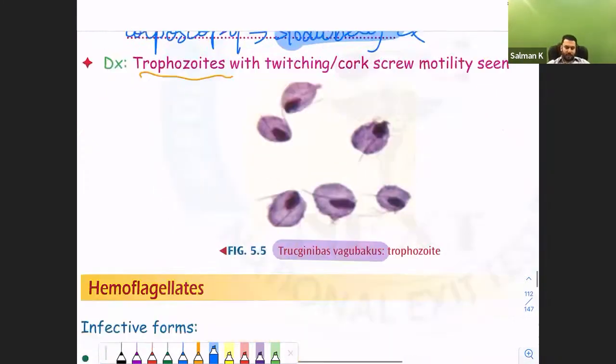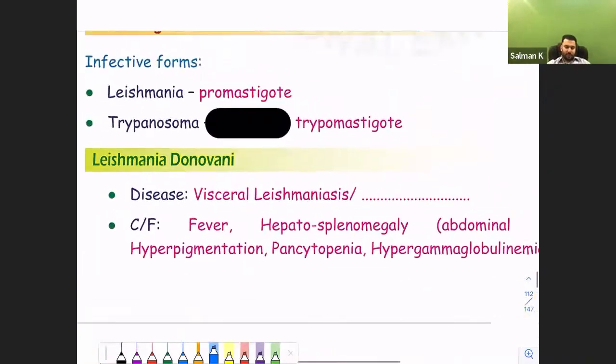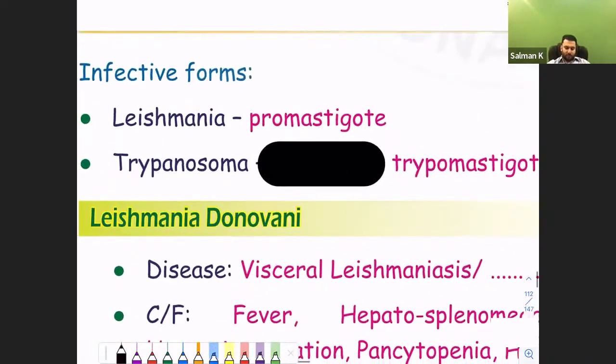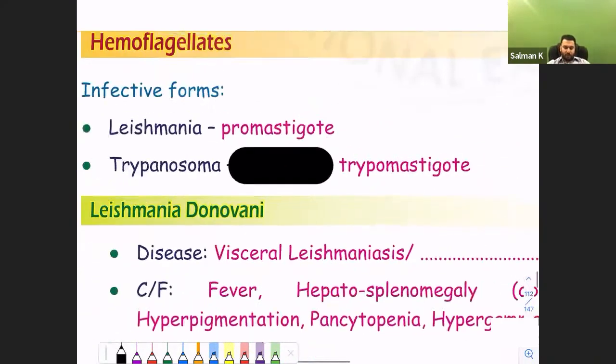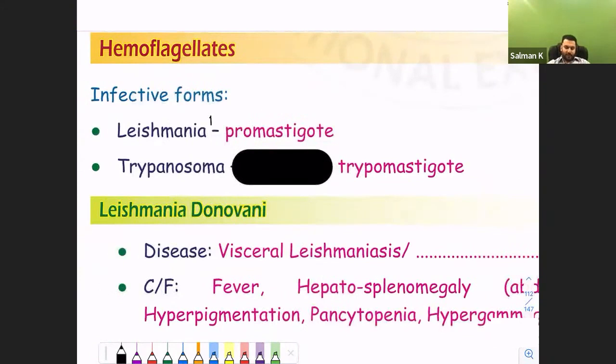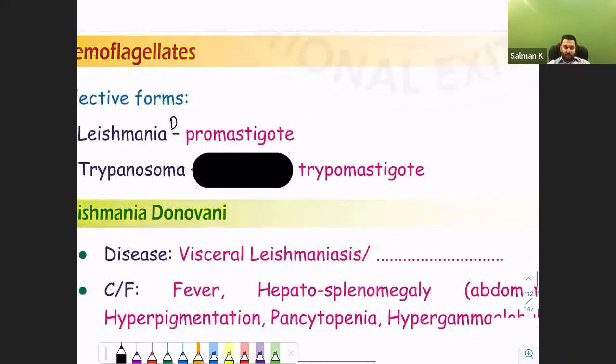Okay. Next, let's move from here. Just a quick overview. Leishmania and Trypanosoma. What you should know? If I say Leishmania donovani, when it comes into the human body, which stage is the infective stage? The answer is promastigote. Leishmania donovani comes inside our body as promastigote. Is that understood by all of you?